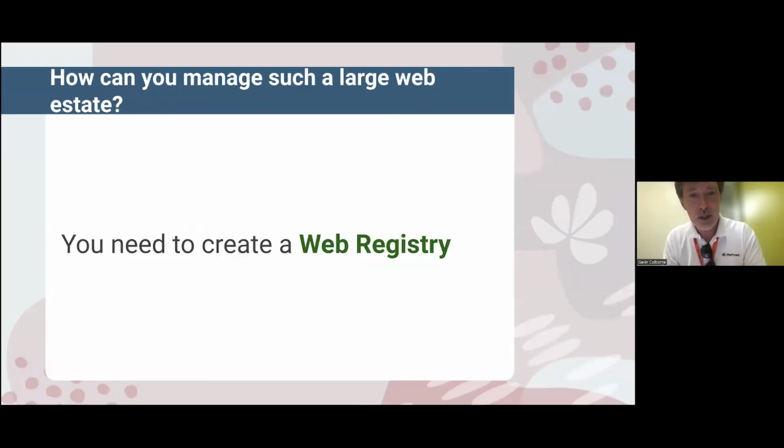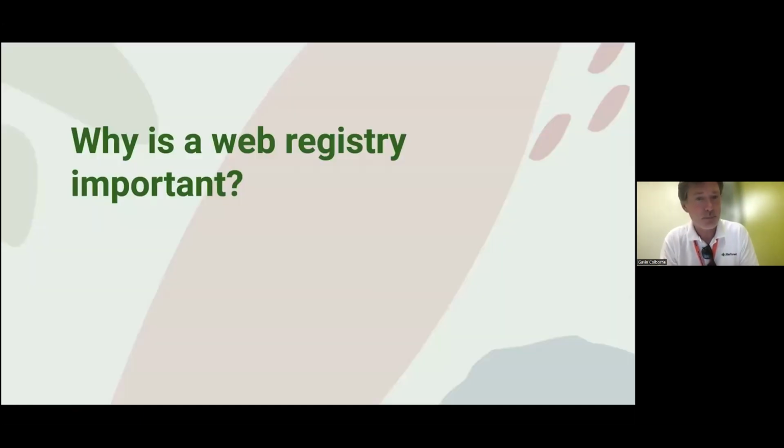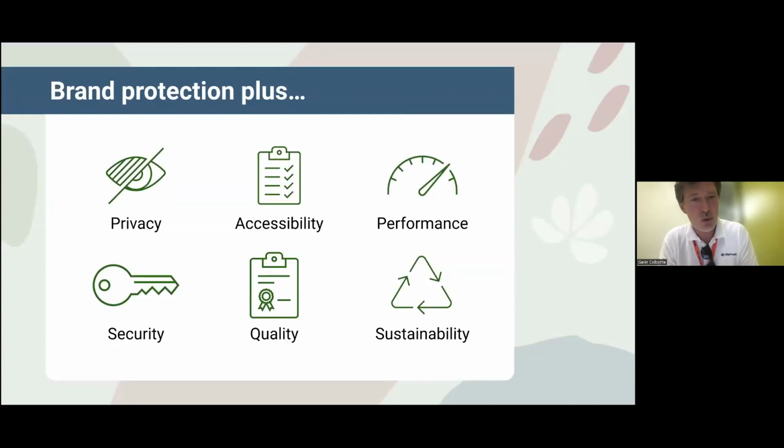So how can you manage a web estate? You really need to start with a web registry. And so what is a web registry? It's a master record of truth of all the websites that belong to a university or to an organization. And it records the web address and who's responsible for the site.